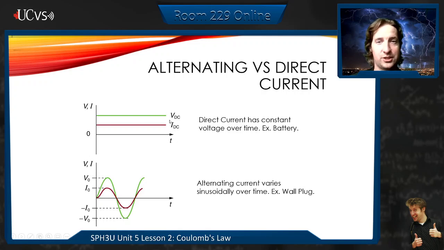And because that voltage is constant, the amount of stuff that I'm pushing out of the battery is the same. It means that the current through the battery is also the same. So in direct current, the voltage and current just stay the same the whole time.